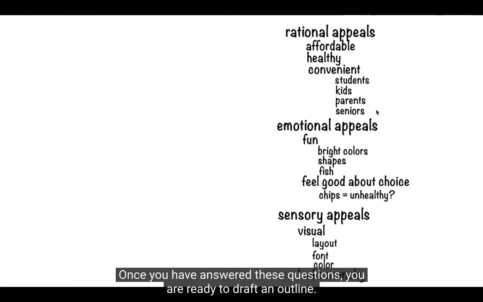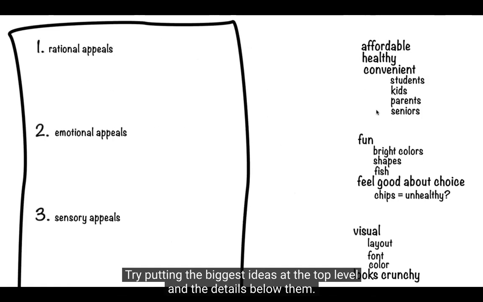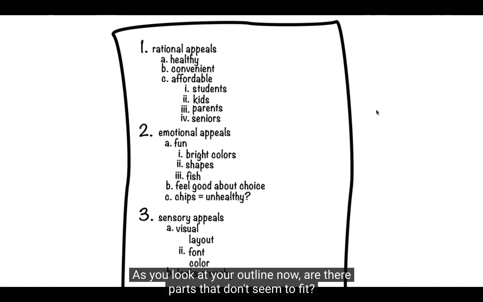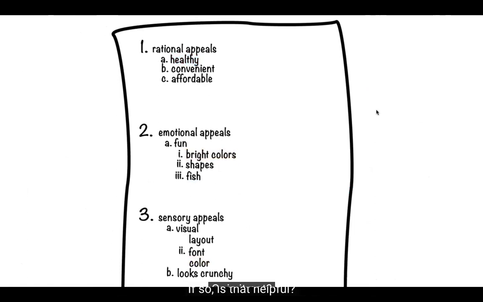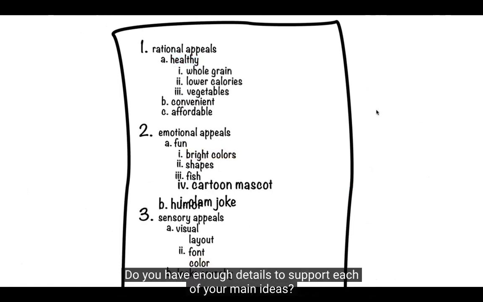Once you have answered these questions, you are ready to draft an outline. Try putting the biggest ideas at the top level and the details below them. As you look at your outline now, are there parts that don't seem to fit? Are you repeating yourself? If so, is that helpful? Or is it not? Do you have enough details to support each of your main ideas? Is anything missing?